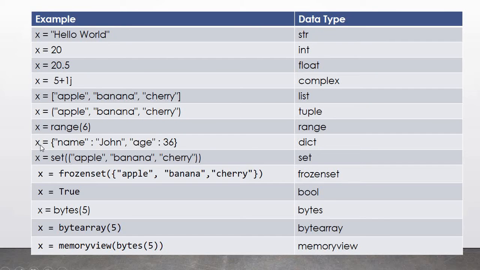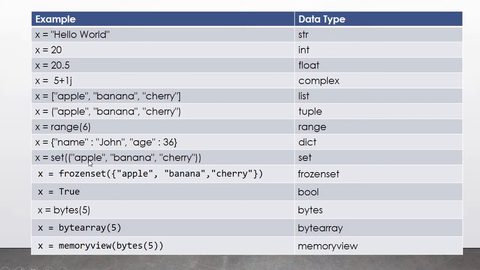Suppose x is equal to, within curly brackets, name colon John, age colon 36. The string type items are given within double quotes. The integer type is simply written without any double quotes, which is a dictionary type. Here we can see it is in key value pairs. Here key is name, value is John. Likewise, we can represent a dictionary. And age colon 36. Here age is key and value is 36.